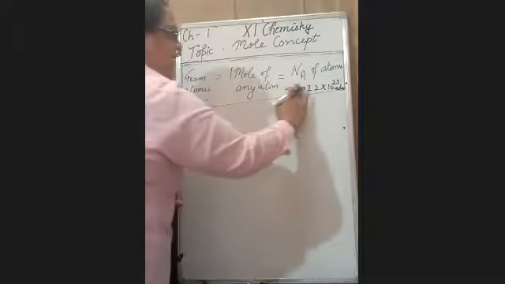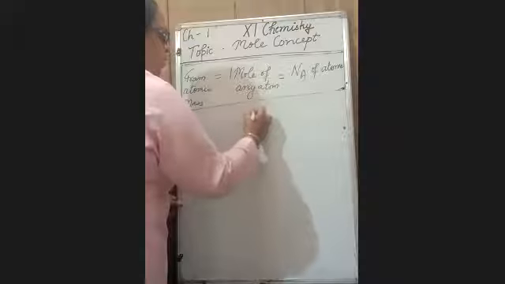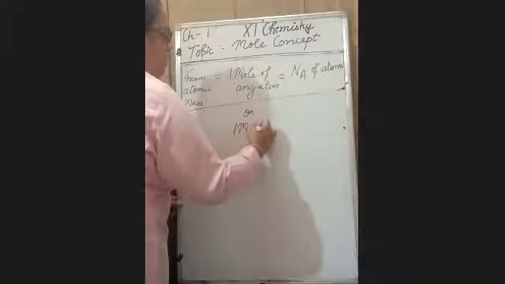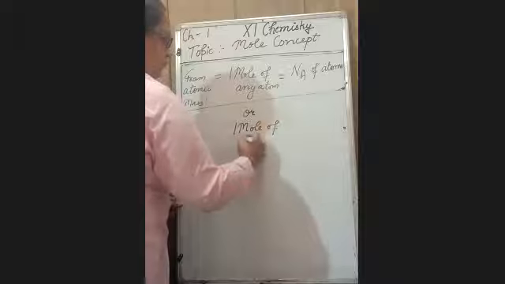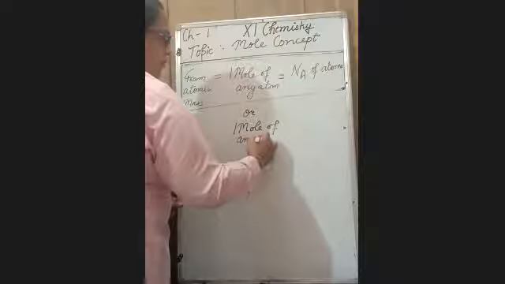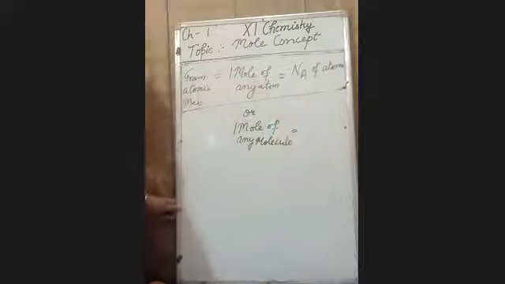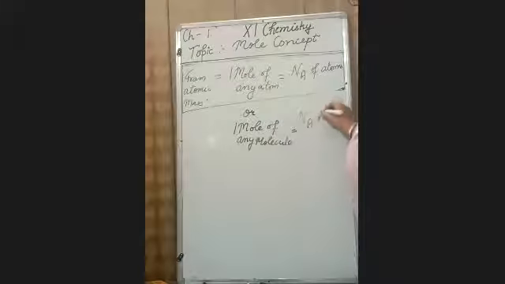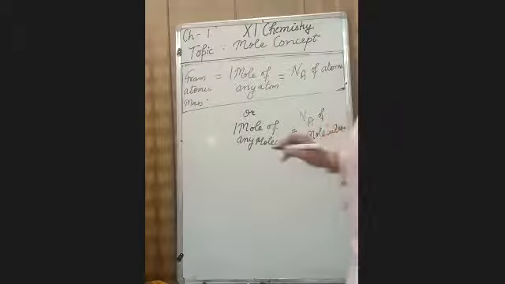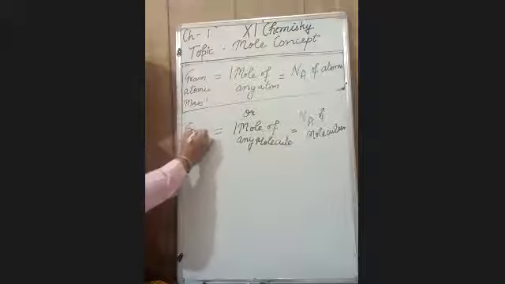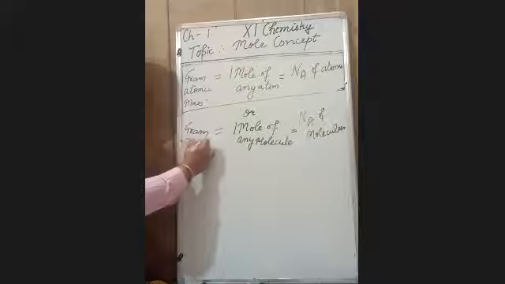Or second, 1 mole of any molecule contains Avogadro's number of molecules and is equal to its gram molecular mass.